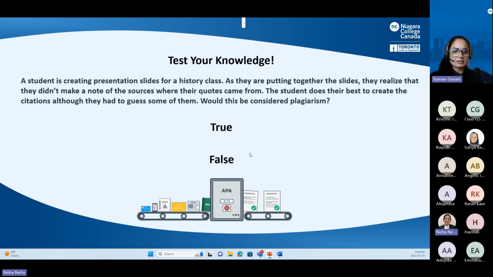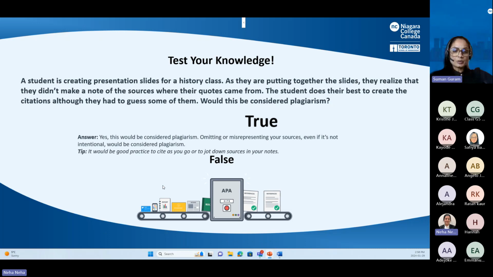Let's press yes. Yes, it's true. This would be considered plagiarism. So omitting or misrepresenting your sources, even if it's not intentional, would be considered plagiarism.